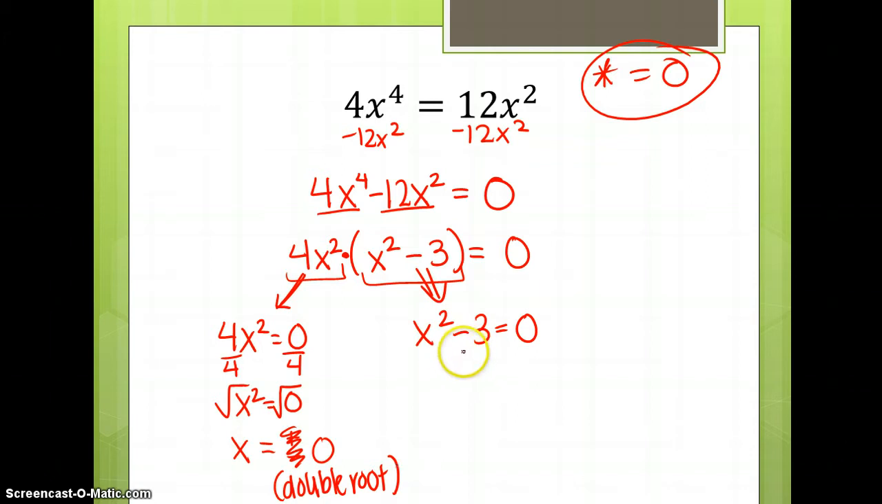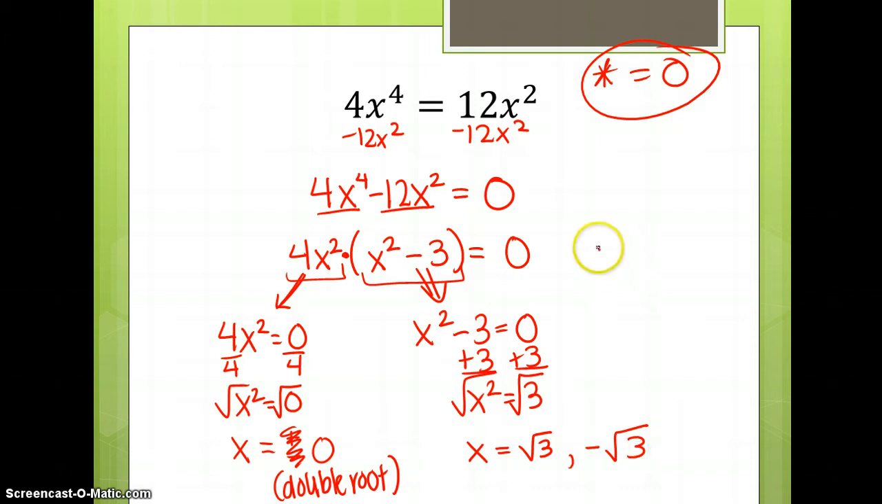In our second set, we said equal to 0. We're going to add 3 to both sides. X squared equals 3. And then when we take the square root, we take the positive answer, square root of 3, and we also take the negative answer, negative square root of 3. So x is 0, root 3, and negative root 3.